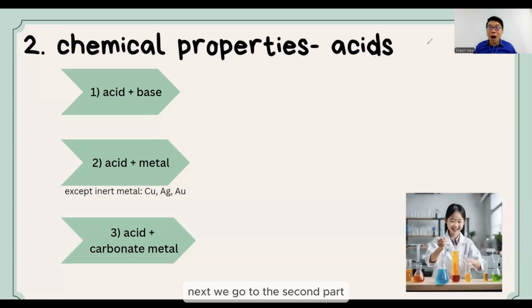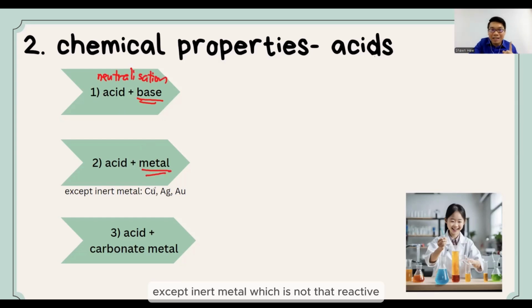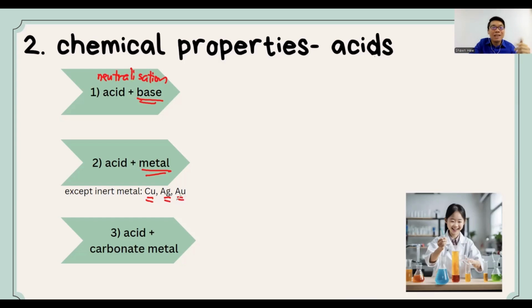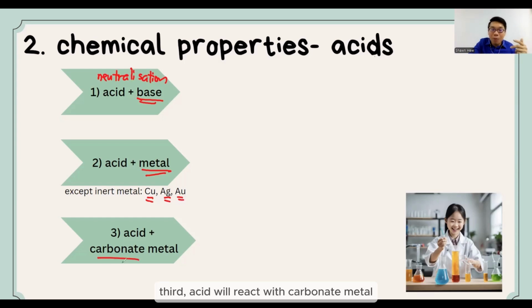Next, we go to the second part, which is: what are the chemical properties of acids and alkali? We go for acids first. Acid will always react with three types of things. First, it reacts with base, which includes alkali also, and this process we call neutralization. Second, acid will react with metal, except inert metal, which is not that reactive compared to hydrogen, which is Cu, Ag, Au. Third, acid will react with carbonate metal.